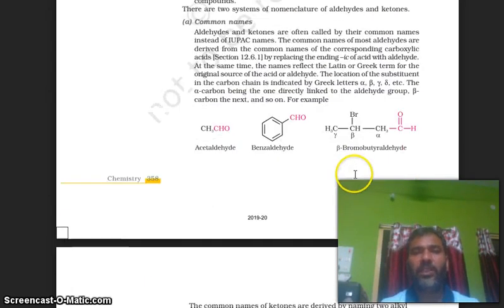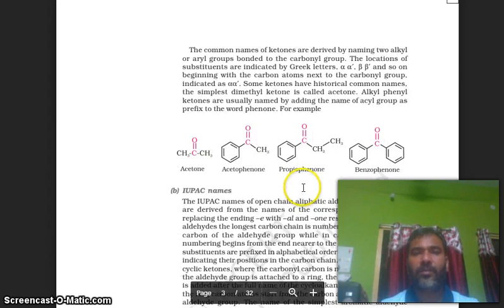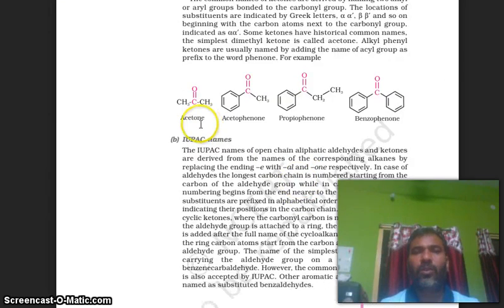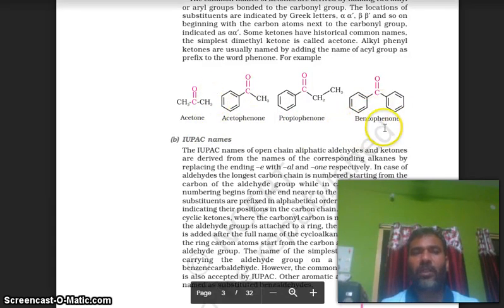So nomenclature: you see the common names are acetaldehyde, benzaldehyde, beta-bromobutyraldehyde. This is the alpha position, which is adjacent to the functional group carbon. So acetone, acetophenone, propiophenone and benzophenone. These are the common compounds.